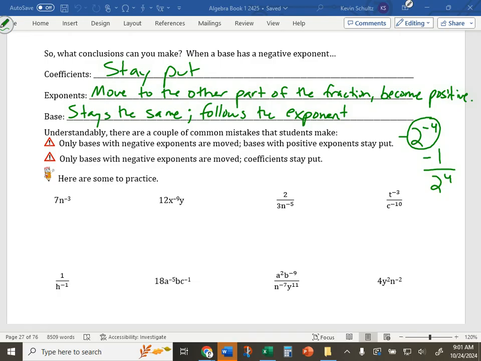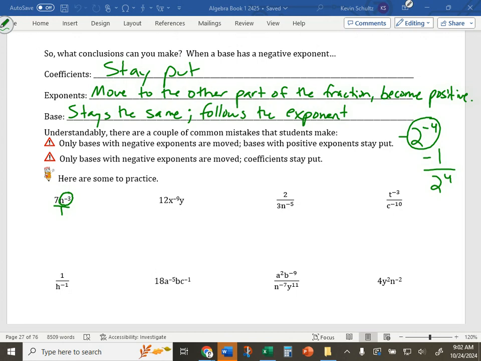N to the -3rd. Why not the 7? Because of the coefficient. The coefficient stays put. Okay? Where does it get moved to? The bottom. Now, this is not written as a fraction, and the reason why is because there's nothing in the denominator. We can make it a fraction by putting it over 1, okay?